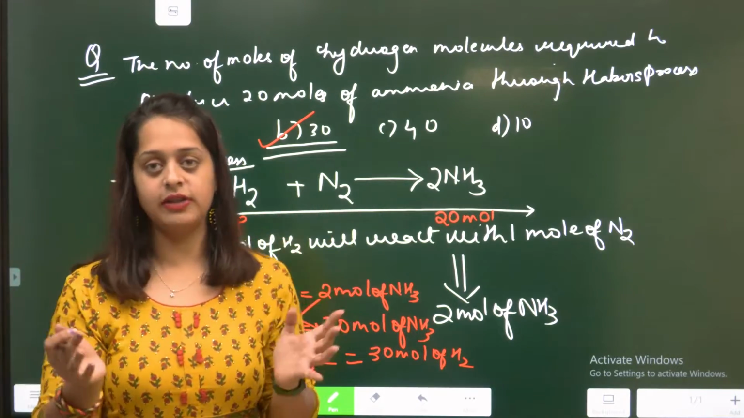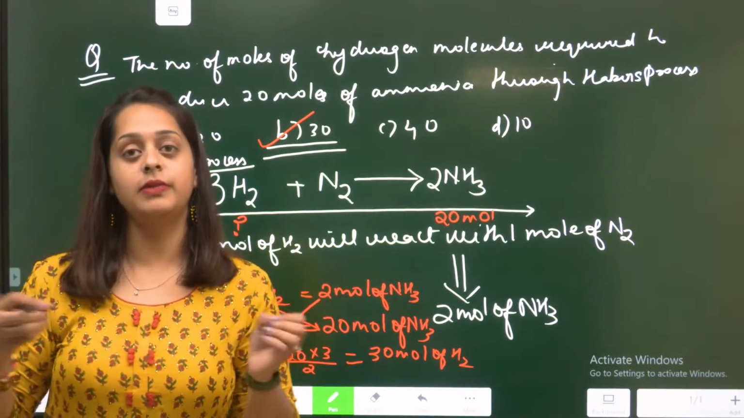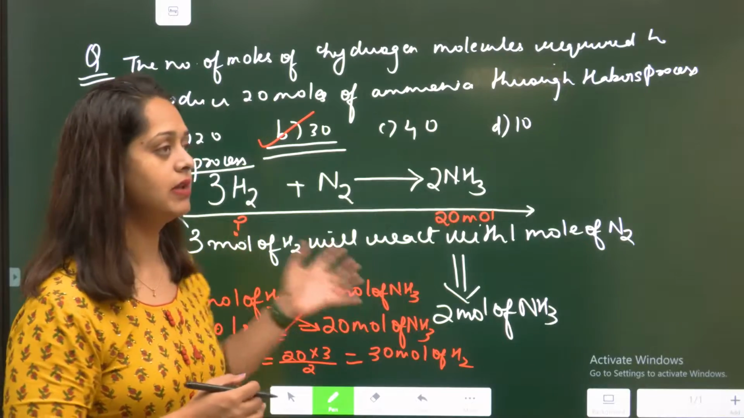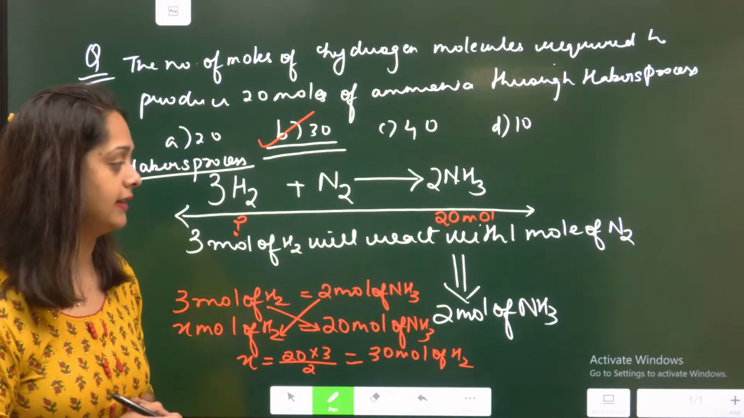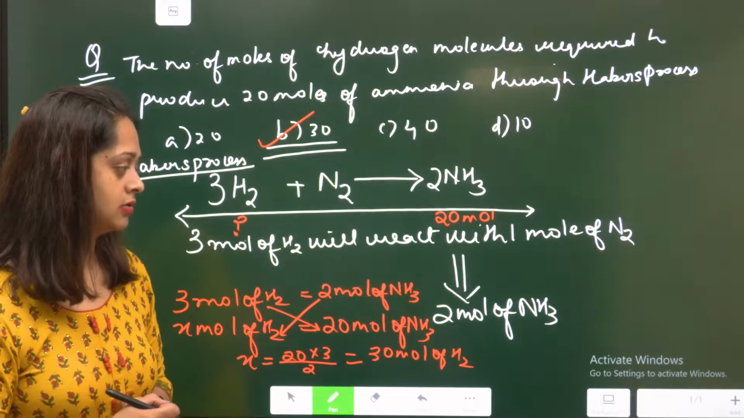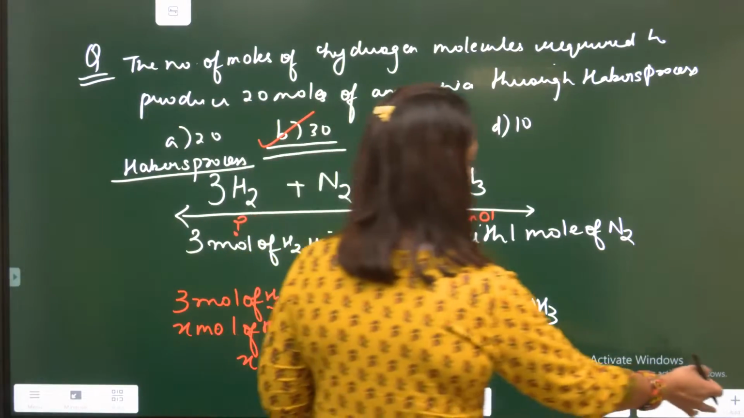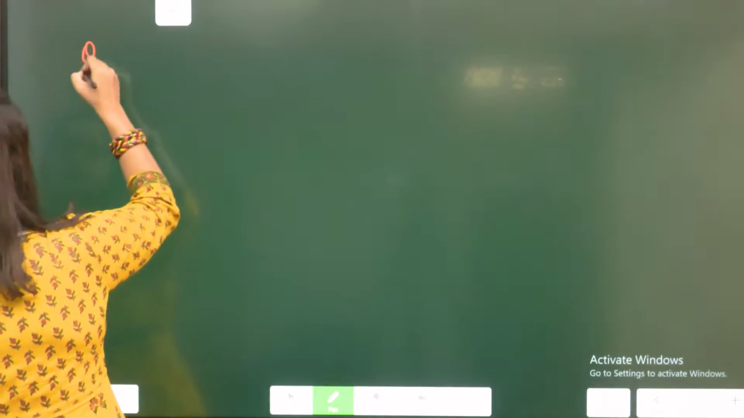So if the stoichiometry chapter is clear to you, this question is the simplest you can get from some basic concepts of chemistry, and it has been asked in 2019. Okay? Yes. So let's try another question.